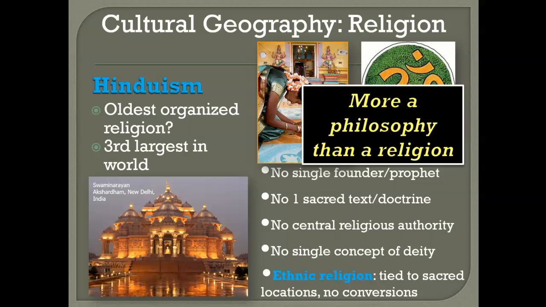So all of those things together, the fact that we have holidays like Diwali, which is the harvest festival, holidays that are tied to the seasons. There's no single founder or prophet. We're tied to physical locations being sacred. All of those things are indications that this is an ethnic religion. And then I know I'm using the word religion, even though I said it was more a philosophy than a religion, but we still classify it as an ethnic religion.